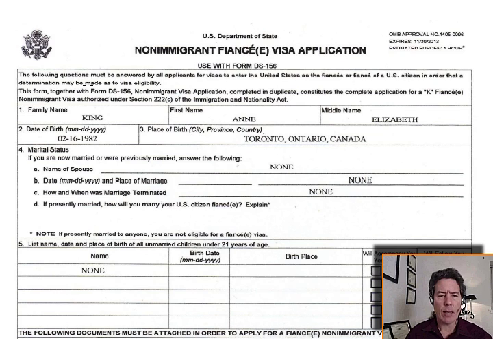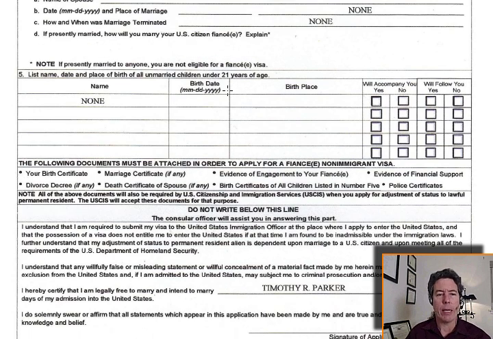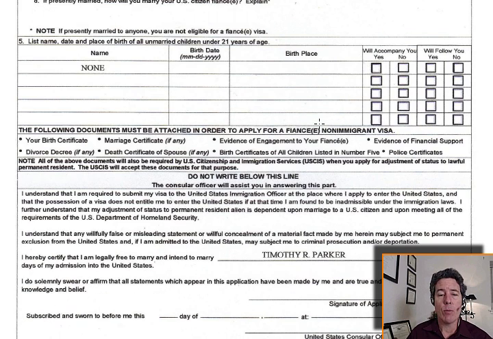So they tell you to tell the truth and give the information on this. So the family name King and Elizabeth, date of birth, place of birth, marital status, none. And a question: if presently married, how will you marry your U.S. citizen fiancé? Explain. Okay. No, if presently married to anyone, you're not eligible for a fiancé visa. So they lay a little trap for you. They're going to get you. All right? You're married. List name, date, place of birth of all unmarried children under 21 years of age. None. But will accompany you or will follow you. Again, they're looking to find out if they're going to come with you or what.